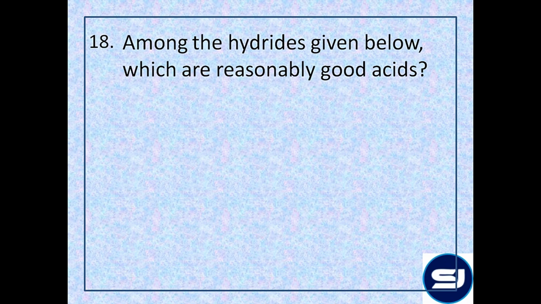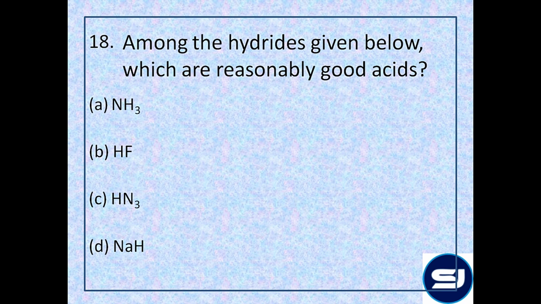Among the hydrides given below, which are reasonably good acids? Ammonia, which is a covalent or molecular hydride. Hydrofluoric acid, again a covalent or molecular hydride. HN3, that is hydrazoic acid, again a covalent or molecular hydride. NaH, which is an ionic or saline hydride.